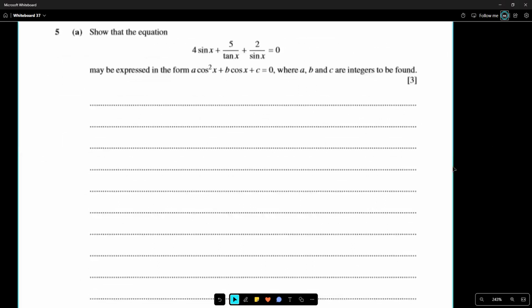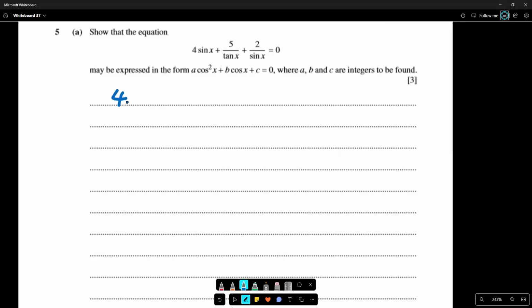So we are now on question 5. On question 5, they want us to show the equation can be expressed as this, where this, that, and that are integers to be found. So basically they want us to find the values of A, B, and C. All right, awesome. That should be easy.